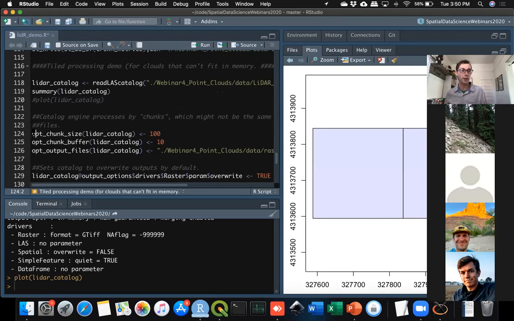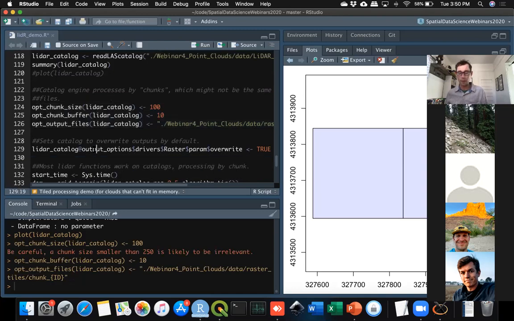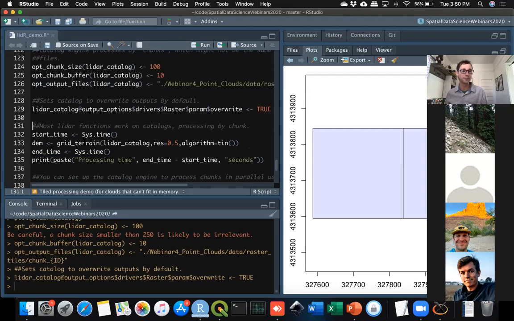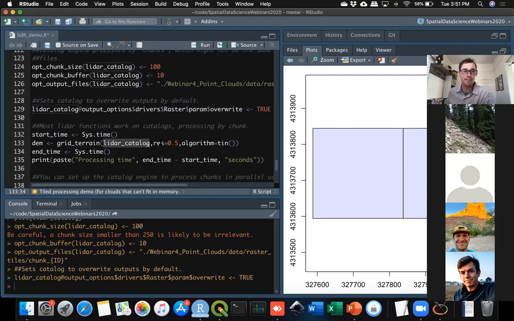So I'm going to set some options here that tell it, let's process this in 100 meter by 100 meter chunks with an overlap of 10 meters. We put in an overlap to prevent some edge artifacts from some of the algorithms. If we set those options, and then set some other options to overwrite the output, then we can use a lot of the same functions. Like this is that grid terrain function we were using before to build a DEM. But if we direct it to a catalog instead of a single LAS file, then it uses that catalog engine to iterate through all the chunks in a catalog and process them either in serial or in parallel.